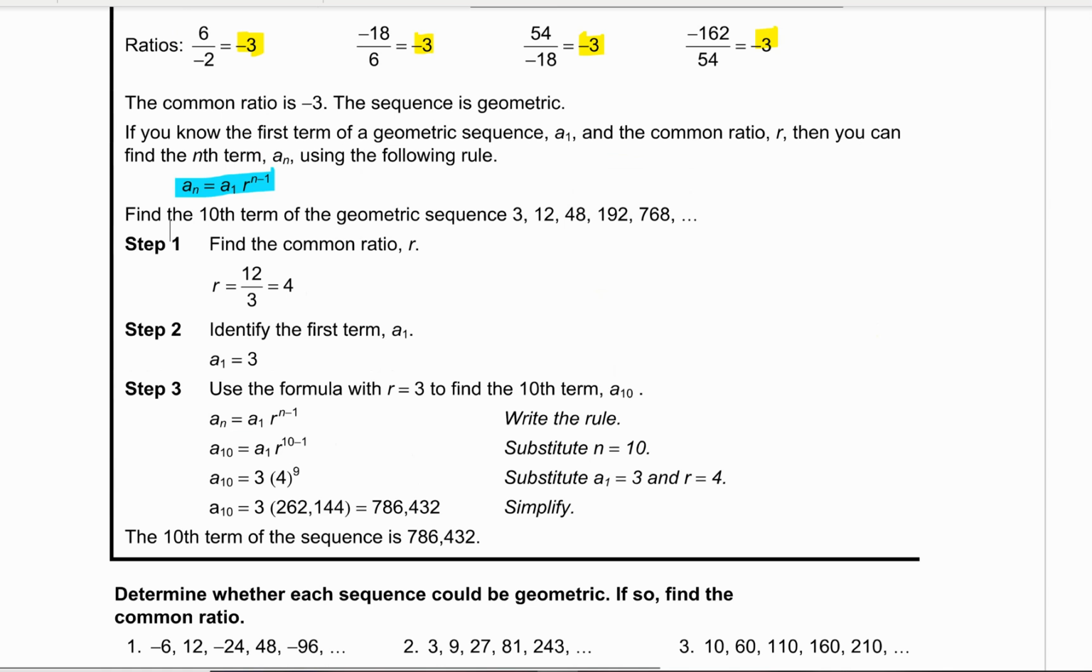So if we look at what we have here, we have this sequence, and again, we're looking for that 10th term. So n is 10. I've got to find R first. The big hint here is that they said it was geometric, so I don't have to do all of this stuff. But I'm going to say, all right, 12 divided by 3 is 4. So R equals 4. A1, that's easy. It's right there.